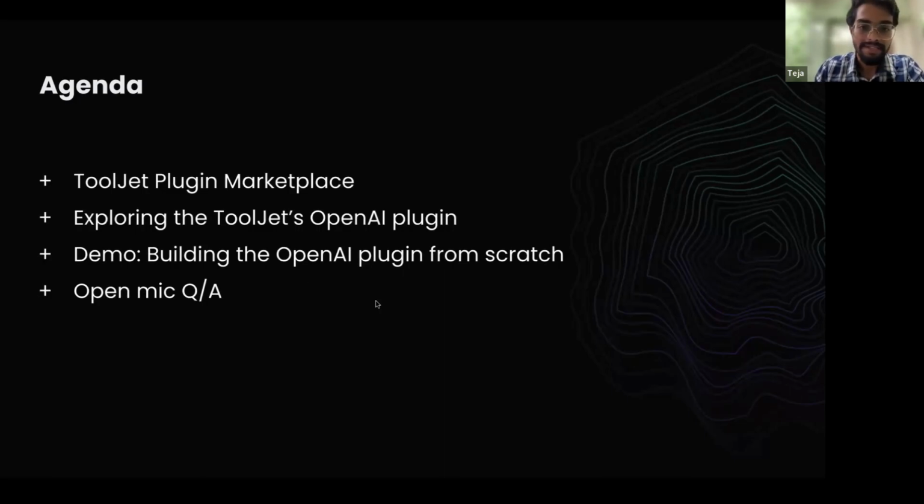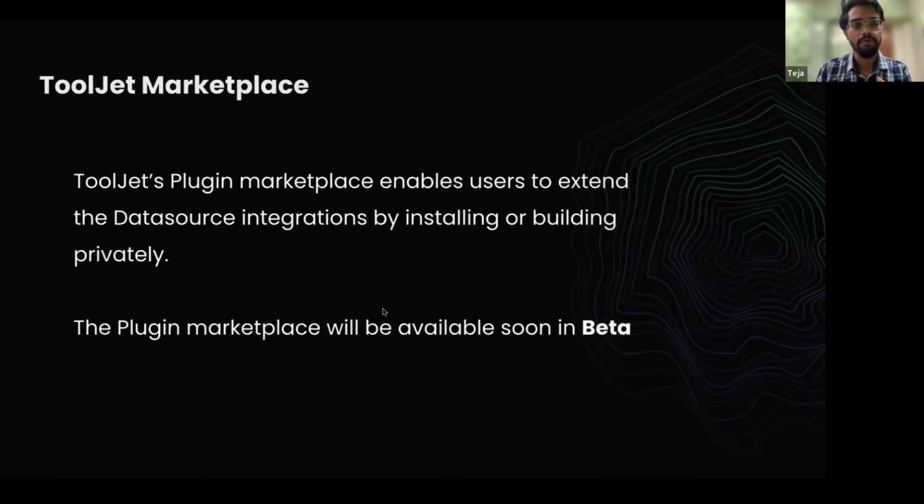Just giving you a little introduction about the ToolJet Marketplace and specifically the plugin marketplace. Right now, the way you add data sources is by getting into the application and going to the data source option. Then you see a gallery of different data sources like databases, APIs, and storage services, where you connect by giving your credentials.